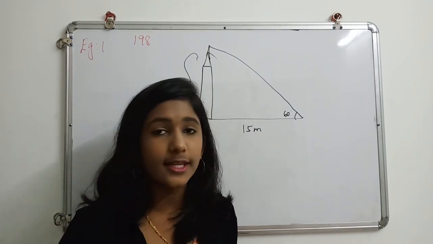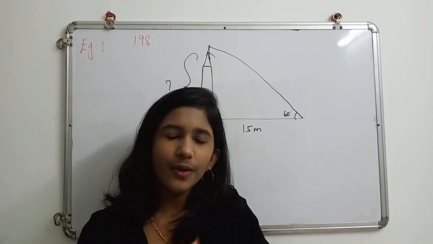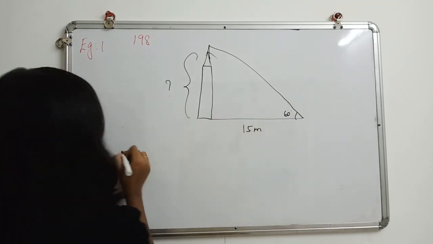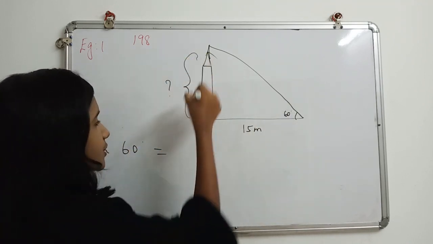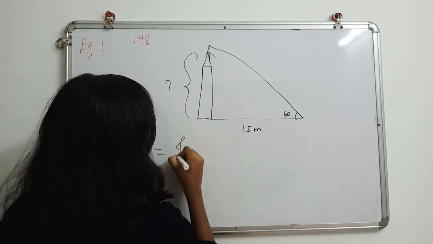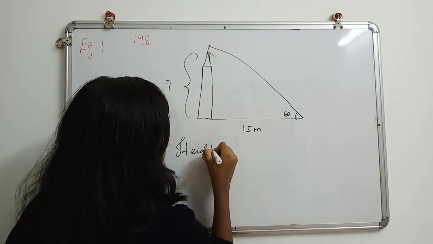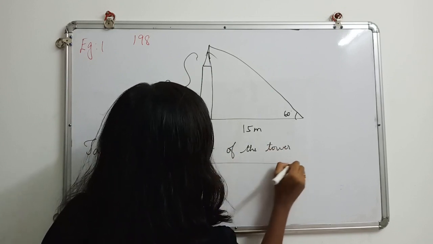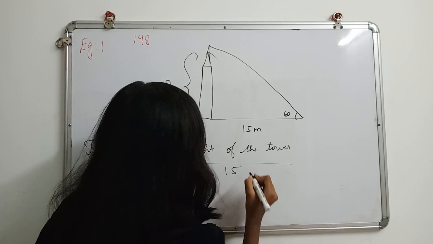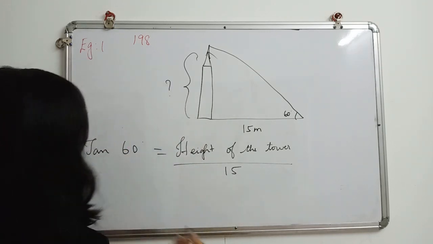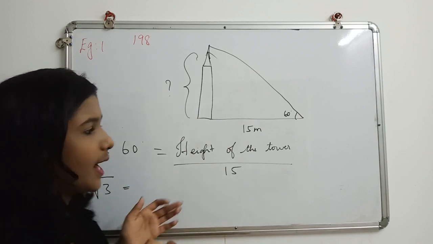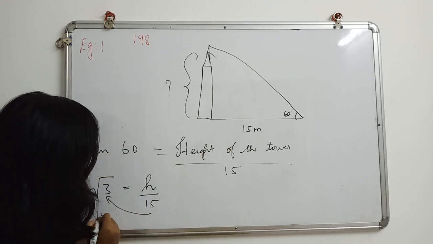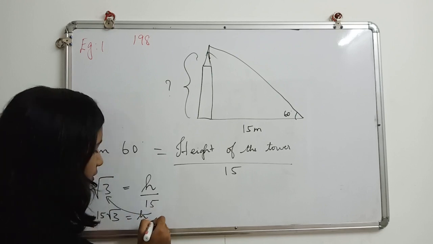So opposite and adjacent in the formula is tan or cot. Usually we use sine, cos and tan. So we take tan now, and the angle is 60 degree. So we take tan 60 is equal to opposite, that is height of the tower, divided by adjacent side, that is 15 meter. Now tan 60 we know it as root 3. So root 3 is equal to, we can take height of the tower to be h, so h divided by 15. Bringing it here, we get 15 root 3 to be the height of the tower.